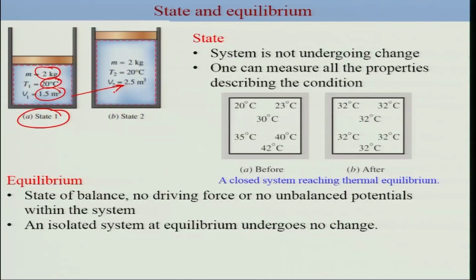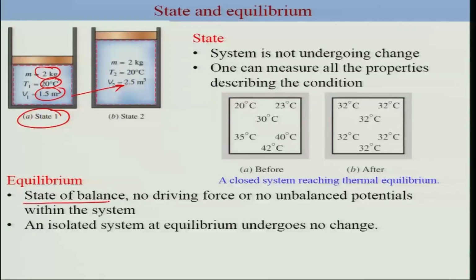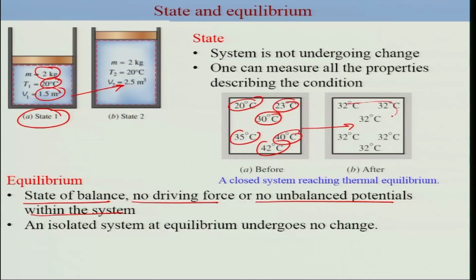The other aspect of thermodynamics we are going to deal with is equilibrium. There are various different kinds of equilibrium, so let's look at the definition. Equilibrium is a state of balance: there is no driving force or unbalanced potential within the system. Let's take a case where you have variable temperatures within the system, and after isolating this closed system, it reaches a constant value of temperature throughout the system. A closed system reaching thermal equilibrium is an example of that.